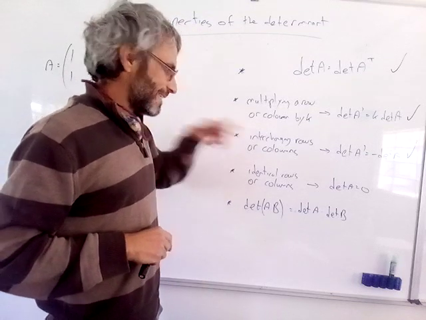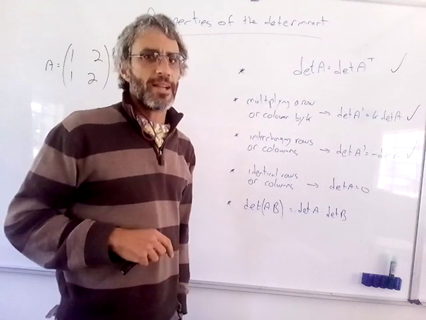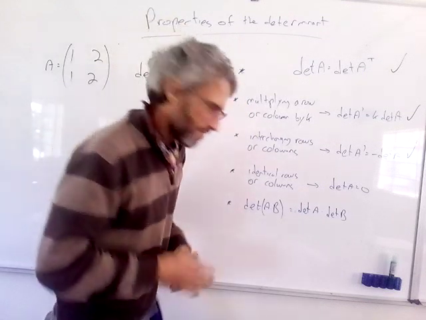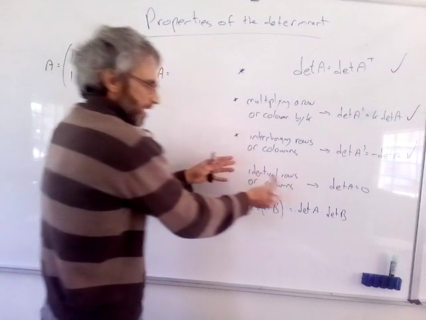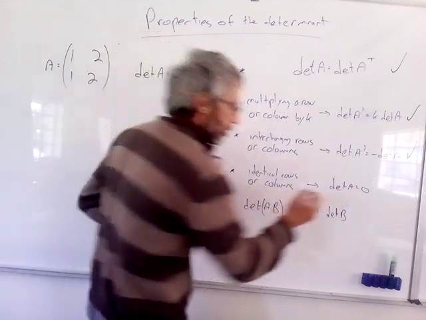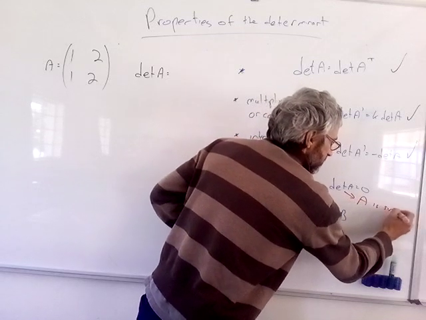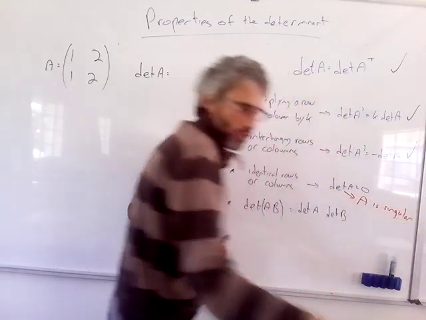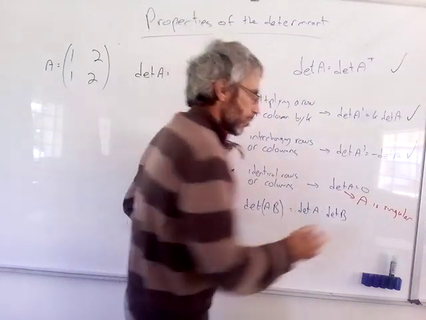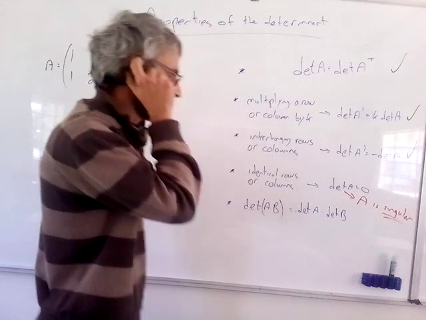If you have identical rows or identical columns, straight away you can tell that the determinant is 0. And in fact, for a matrix whose determinant is 0, we can say that A is singular. Okay? Again, it's not something that is used in the textbook, but it is a really important concept when you're going to learn linear algebra in university.